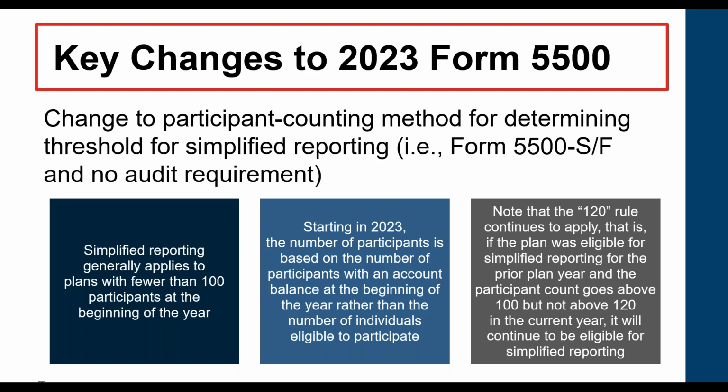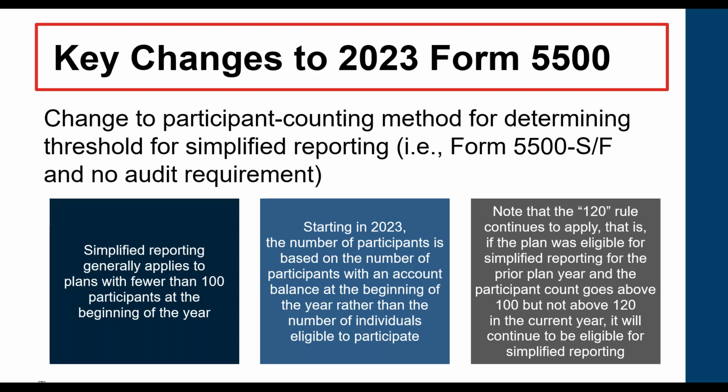So what was changed? Previously, if you had a 401k plan, you had to include all of the individuals who had an account balance in the plan, and also everyone who was eligible to participate in that plan. So if you think of employees who are eligible to participate, but have not elected to do so, and don't have any money in an account in the plan, you would still have to count them towards that threshold of 100 participants to determine whether or not you would have to have the audit requirement. And starting in 2023, the rules have changed.